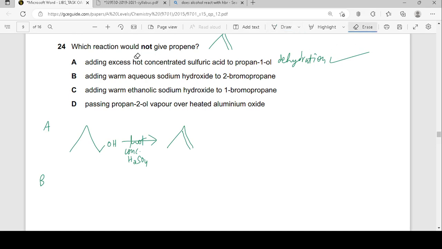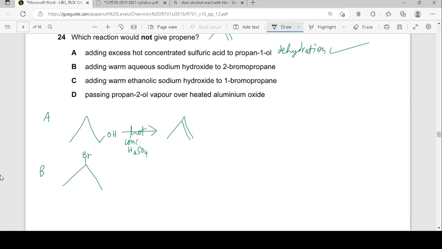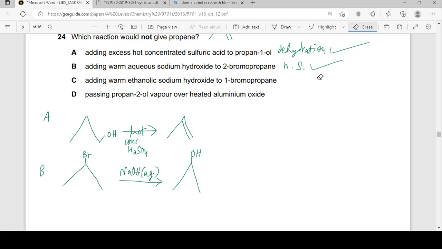Now, adding warm aqueous sodium hydroxide to 2-bromopropane. So if I have propane, and then this is 2-bromopropane, and if I'm adding excess warm sodium hydroxide, what does that mean? I'm just doing nucleophilic substitution, right? So nucleophilic substitution, and I am adding NaOH aqueous, not ethanolic. If it was ethanolic, then it would be an elimination reaction to form an alkene. So now yes, that means this is the answer, isn't it? Because if it's ethanolic, then it would be a reaction to form alkene, but this is substitution, so you get OH, right? So this does not give you propene, so this is probably the answer, but let's check the other two as well.